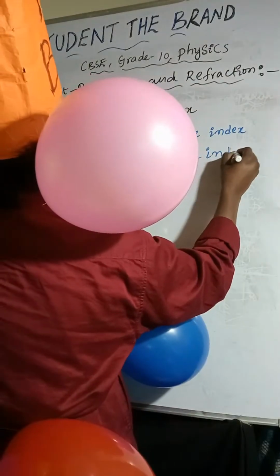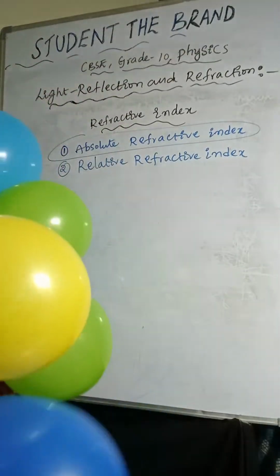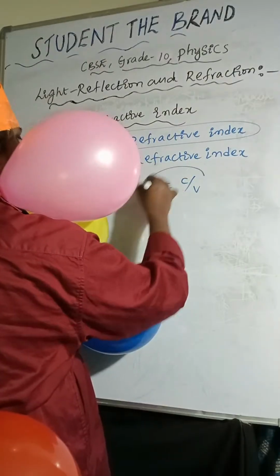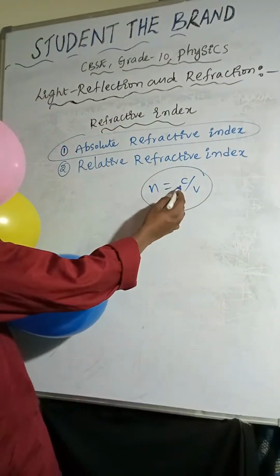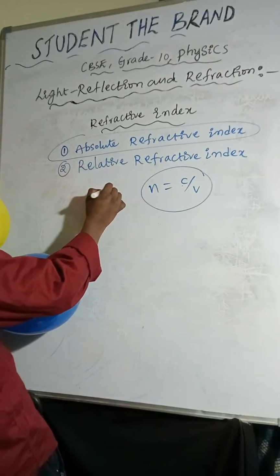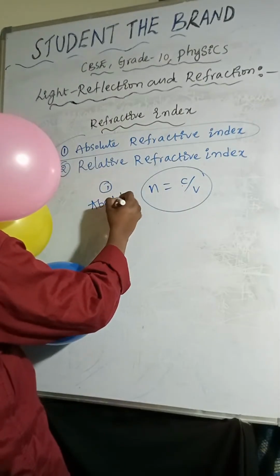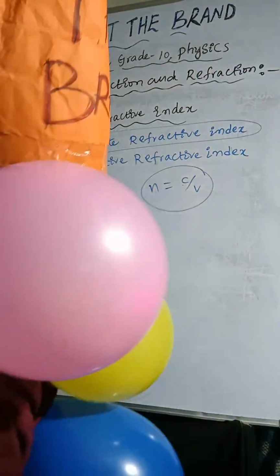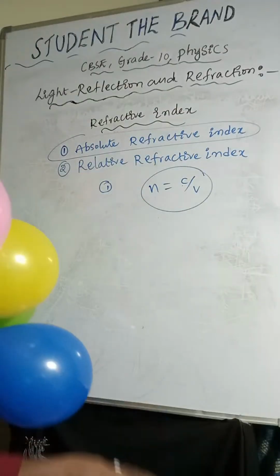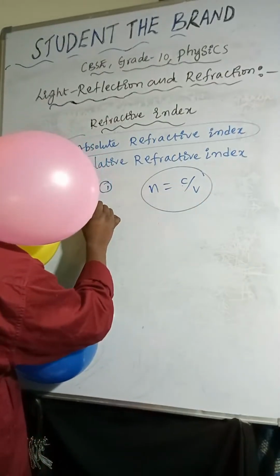So coming to absolute refractive index: speed of light in vacuum by speed of light in medium. So n equals c by v. Speed of light in vacuum divided by speed of light in medium, that is called absolute refractive index. Comparing the refractive index of air or vacuum with respect to another medium. So this is absolute, right?